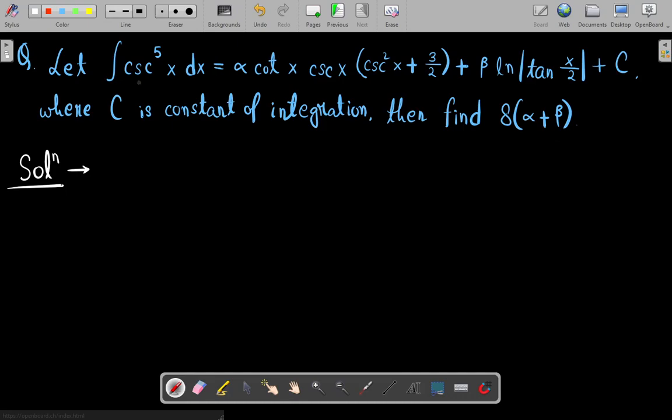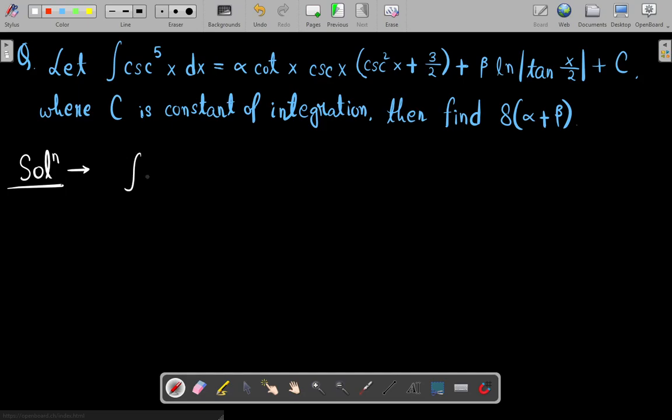So this is basically integration by reduction. If the power is n, in the general case, we take it and reduce it into a standard form. This is a particular case of the reduction formula for integration. For the integration of cosec to the power 5x, we are going to use two integration formulas.